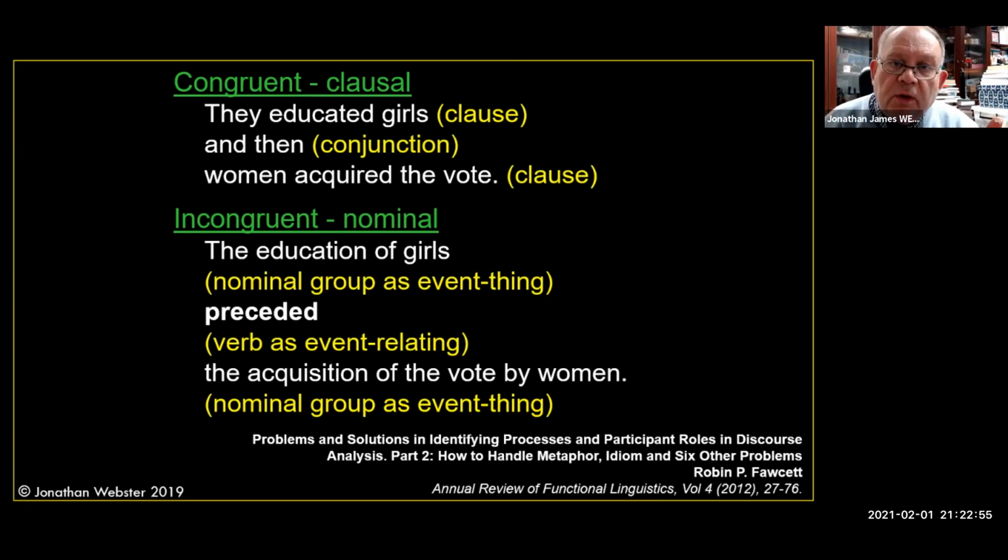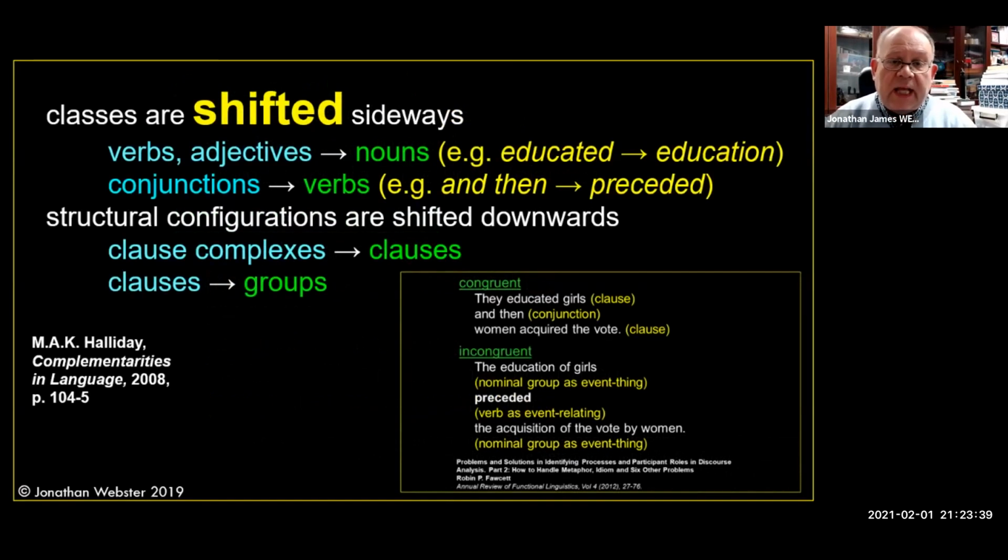What do we do when we write this in an academic setting, for example? We turn those verbs into nouns: the education of girls, the acquisition of the vote by women. We turn it into a nominal group, nouns that describe an event as a thing. And then to relate them, because they're no longer clauses, we need some way to relate them. We use a verb, and the verb substitutes for the conjunction. In other words, the language itself is evolving, the language is changing. Verbs and adjectives are becoming nouns: educated, education. Conjunctions are replaced by verbs.